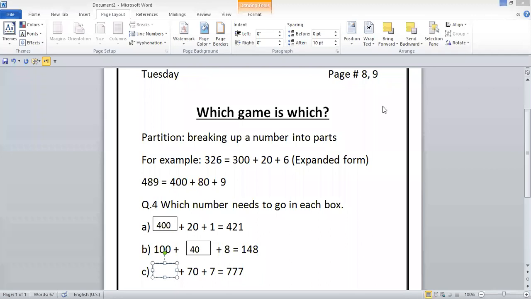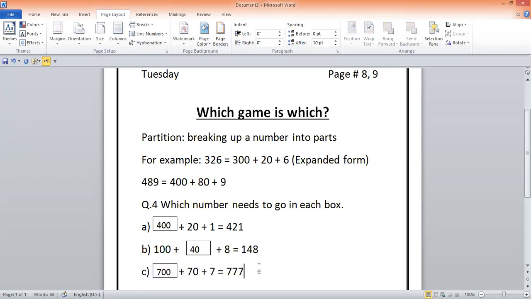Yes, sir. Okay, Ahmad, what number should I write here? 700, sir. Why? Because here the answer is 777. And here plus 70 plus 7 will equal 777. Yes, because 7 is on the 100 place and the value of 7 is 700 here. That's why we write 700, okay? We are writing the value.